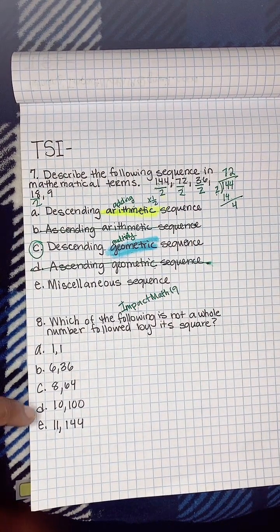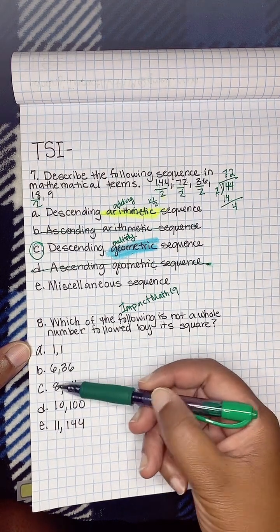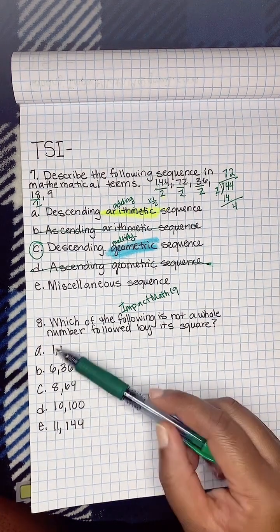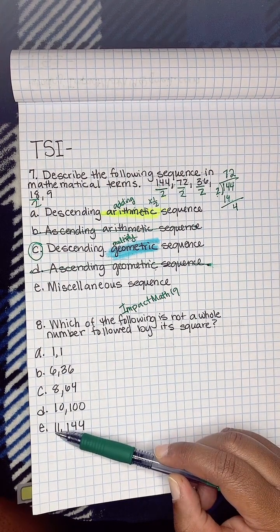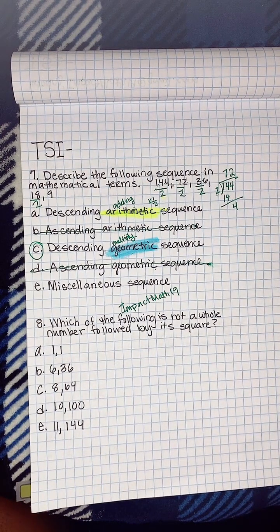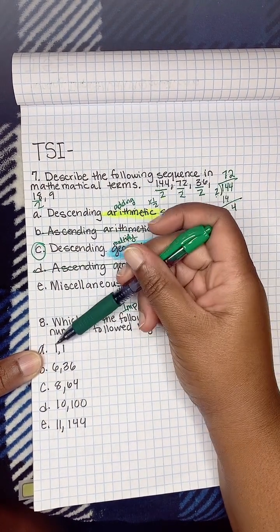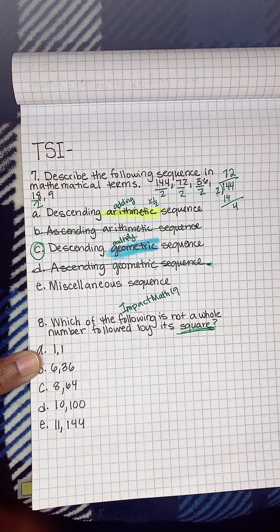Okay, so I saw some E's coming in. Are you guys saying E's? Which of the following is not a whole number followed by its square? The thing that's throwing me off is all these are whole numbers. I'm like, did I write this right? 1, 6, 8, 10, and 11 are all whole numbers, followed by its square, though. Oh, okay, it just popped in my brain. Does everybody understand what its square means?